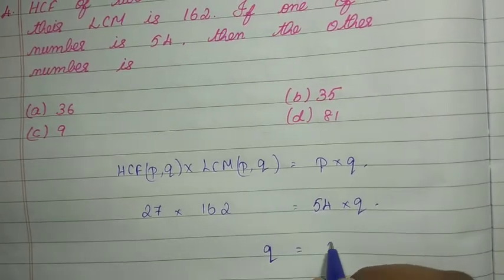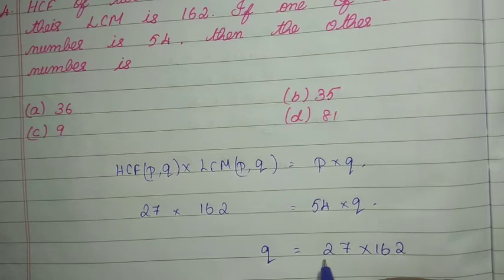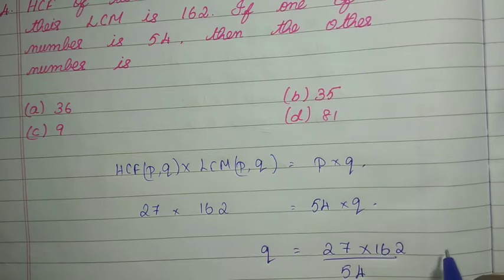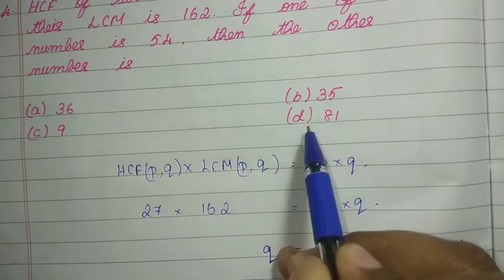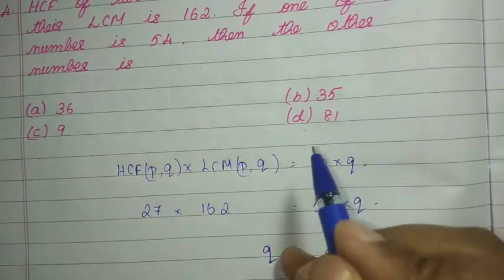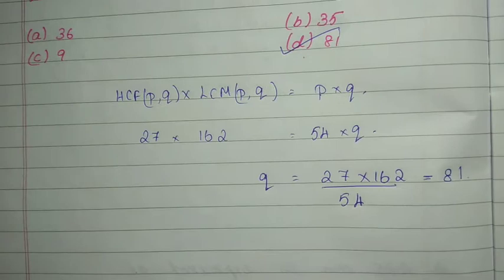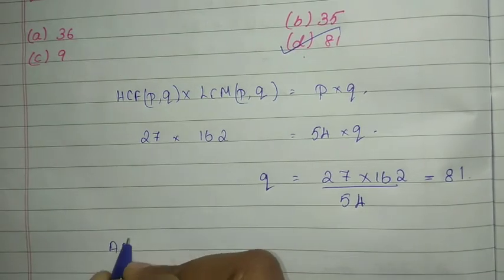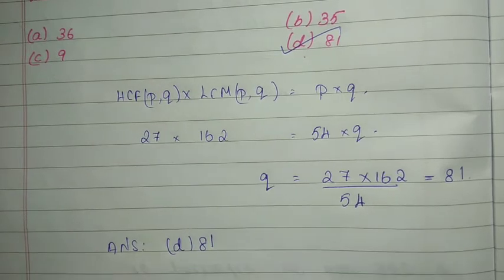So Q is equal to 27 into 662 divided by 54. So if we just simplify, we will be getting the answer as 81. So here in option D only we have 81. So the correct option is option D. So you can write the answer as option D, 81.